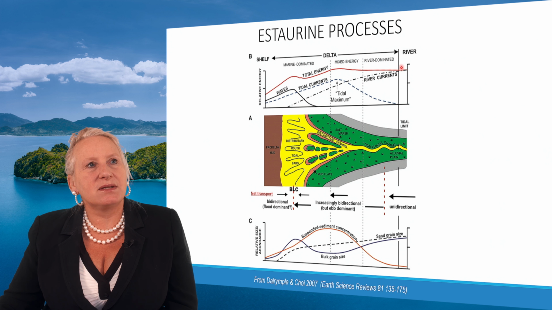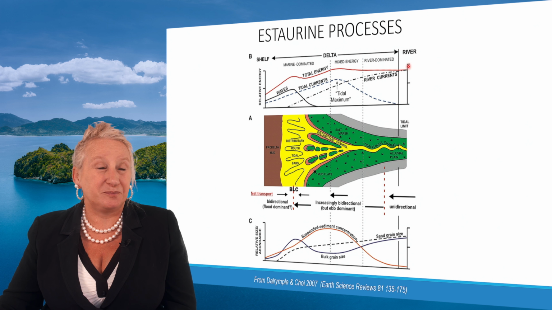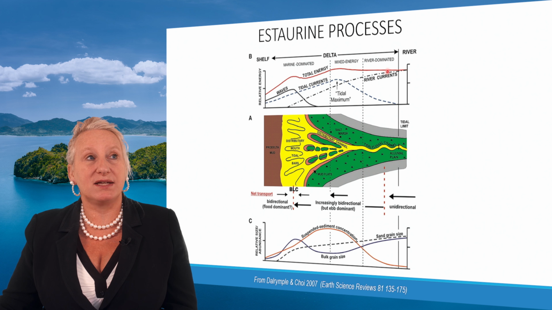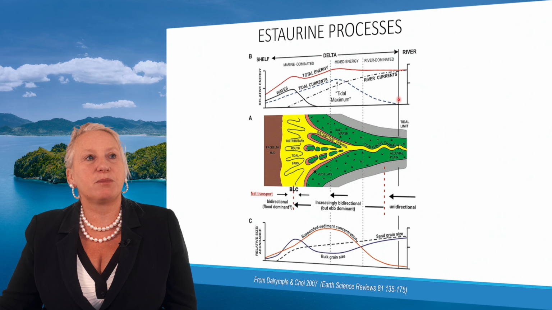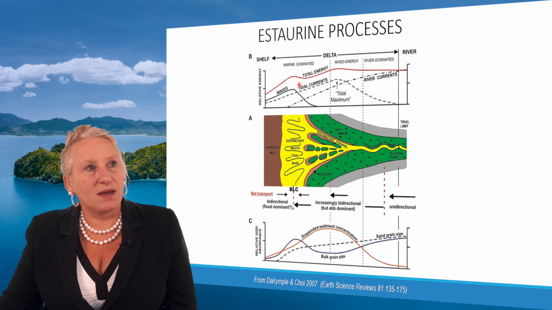So if we look here, this is the energy levels. The red is the total energy levels. This blue dashed line is the tidal current dominance. So this is energy levels here. And these are the three different curves. So the red is the total, the dash and dot line is the river currents, the blue dash is the tidal marine, and then this black is the wave energy.